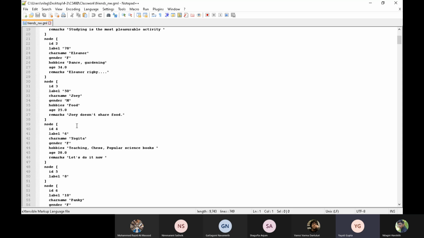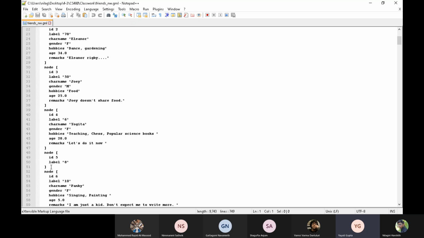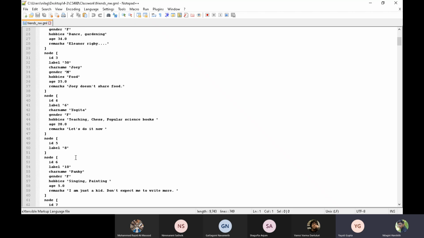Look at this node having ID 5 here. It has a label 8, but it doesn't have any character name, gender, hobbies, age, or remarks. This means that it was a dummy node which was created because of some comma in the file. Yes, ma'am. Got it. Right, so delete all the nodes which do not have these attributes associated with them.